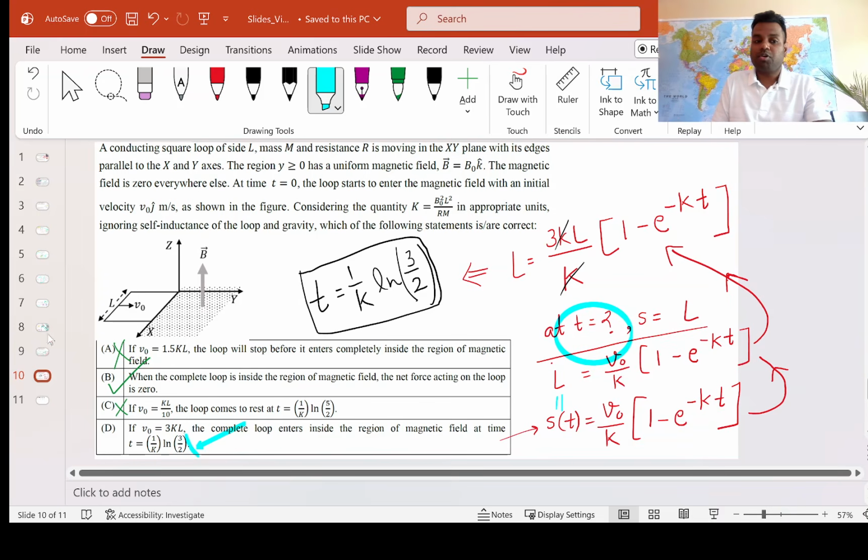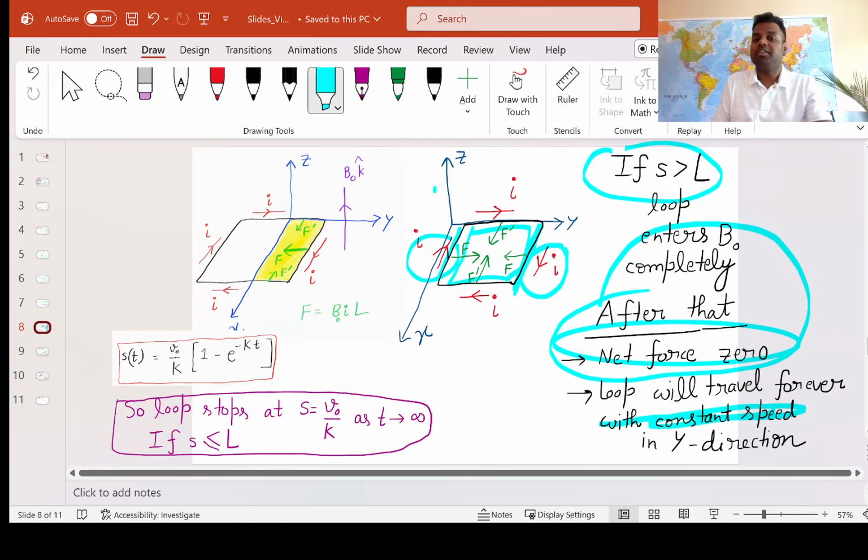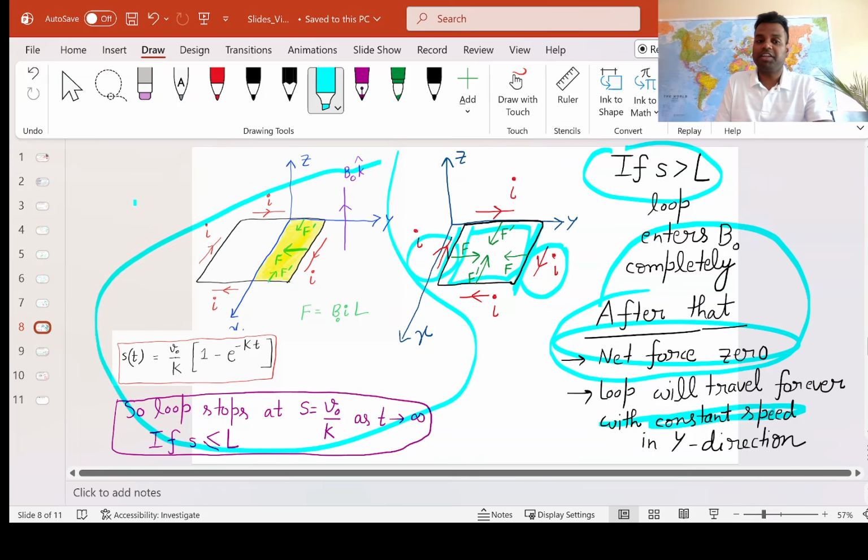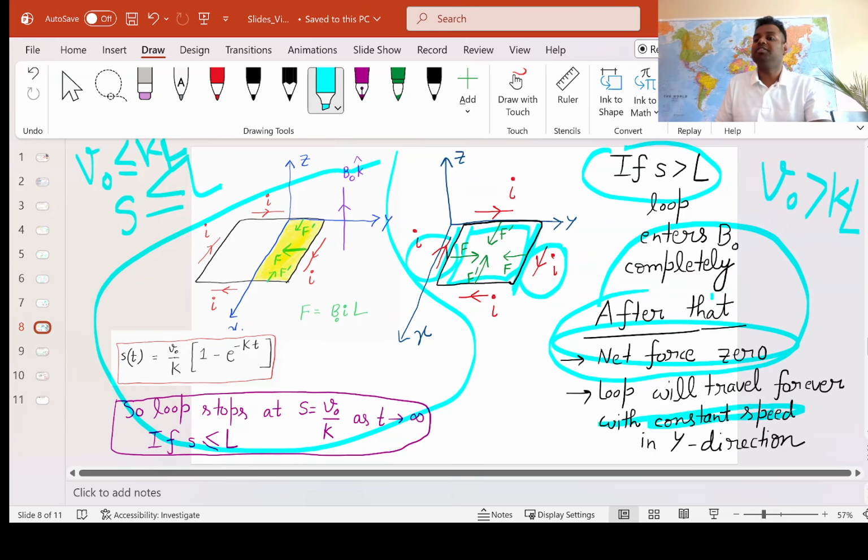So the most important thing is to understand this portion here is S less than or equal to L, right? And this portion on the right is S greater than L. S less than or equal to L means that V naught is less than or equal to KL. Then the loop will never enter the magnetic field, right? And if V naught is greater than KL, then the loop will enter the magnetic field.